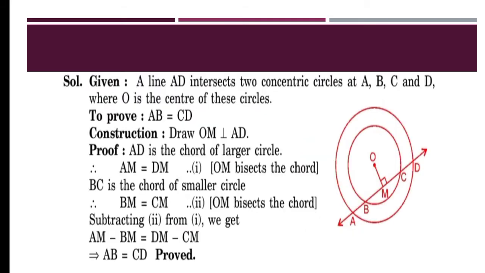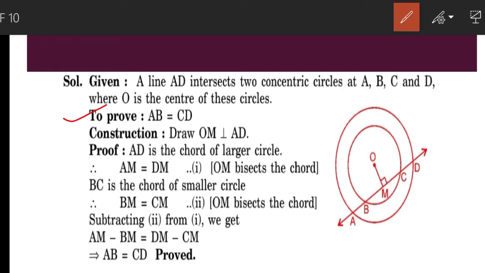So here it is given that a line AD intersects two concentric circles at A, B, C, and D, where O is the center of the circles. We have to prove AB is equal to CD. To prove that, we need to do a construction, that is OM perpendicular to AD. We know that any line drawn from the center perpendicular to a chord bisects the chord into equal halves. So using that theorem, AD is the chord of the largest circle, so we can say OM bisects AD. Therefore, AM is equal to DM.